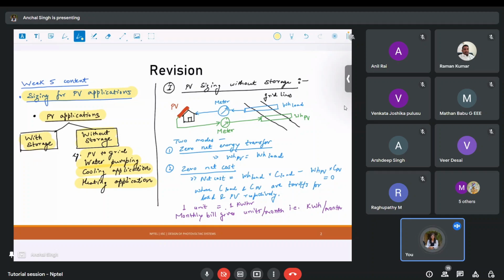So let us start with PV sizing without storage because it is much simpler to understand. That is why we are starting with this, and then once after completing this, we'll just add storage also to this type of sizing procedure.